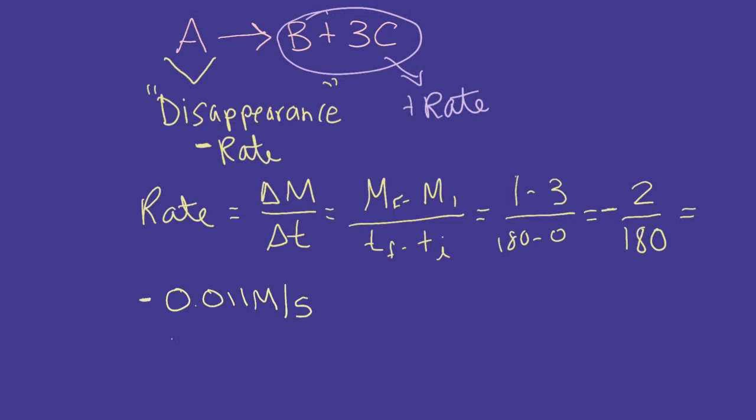You also could write the units like this. So it could be negative 0.011 molarity times seconds negative 1 because they mean the same thing. So these would be the disappearance rate for A.